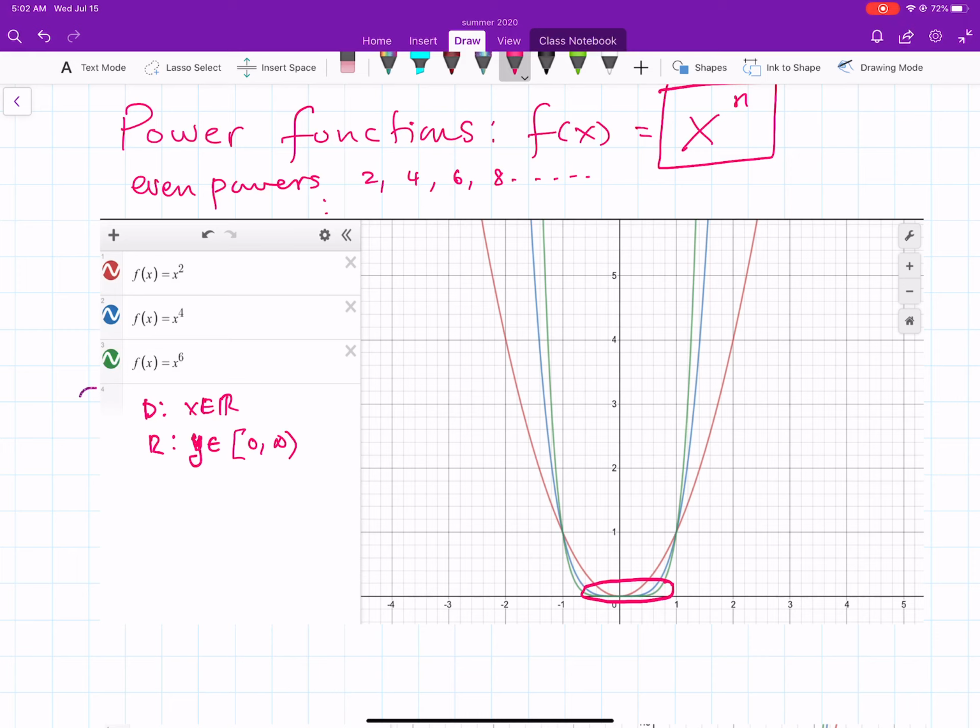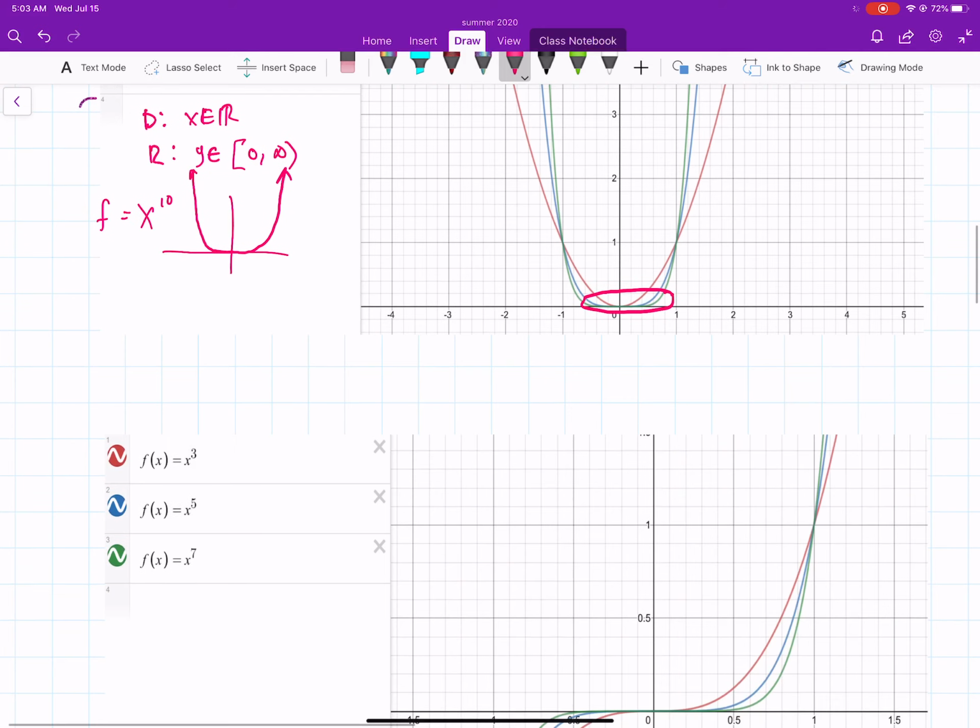So if I gave you x to the 10, you don't have to panic. You still know the nature of this graph. The graph is going to look like a parabola, but it's got a really flattened base. It's really flat. It's x to the 10. So let me show that it's really x to the 10. So it looks like it's flattening out. All right. So that's how we want to look at this if you have an even power when you're dealing with power functions. Now let's look at the odd functions.